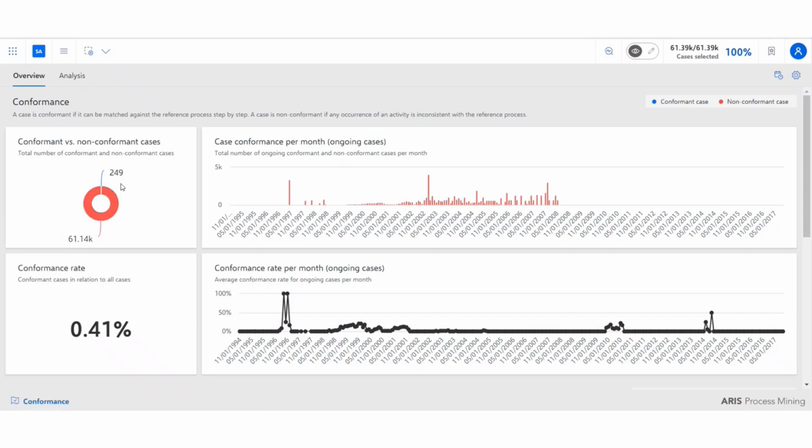So in my example, I'm not so conformant. I have only a small number of my cases. So my process is more or less not conformant. You see that on the number here.